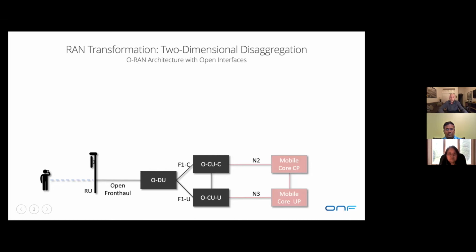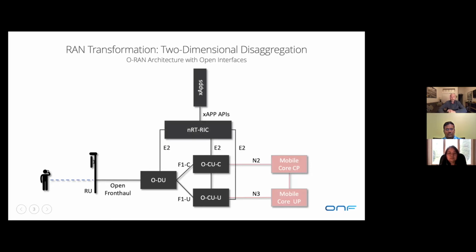In the second dimension, we SDNize the RAN by introducing the near real-time RAN Intelligent Controller, or the RIC. This is a platform that allows control and configuration applications called XApps to interface with the disaggregated RAN nodes and assert control using an O-RAN specified open interface called E2.